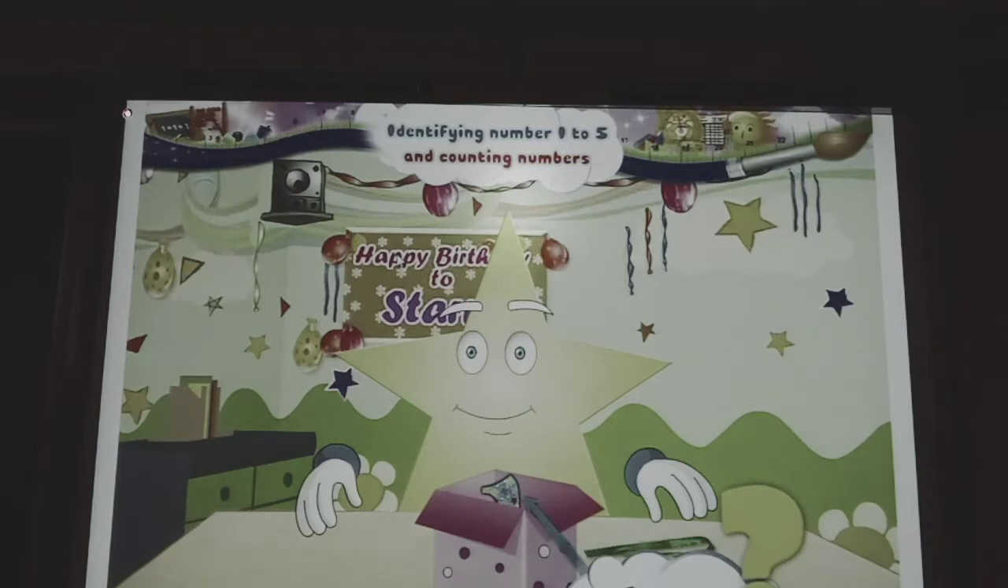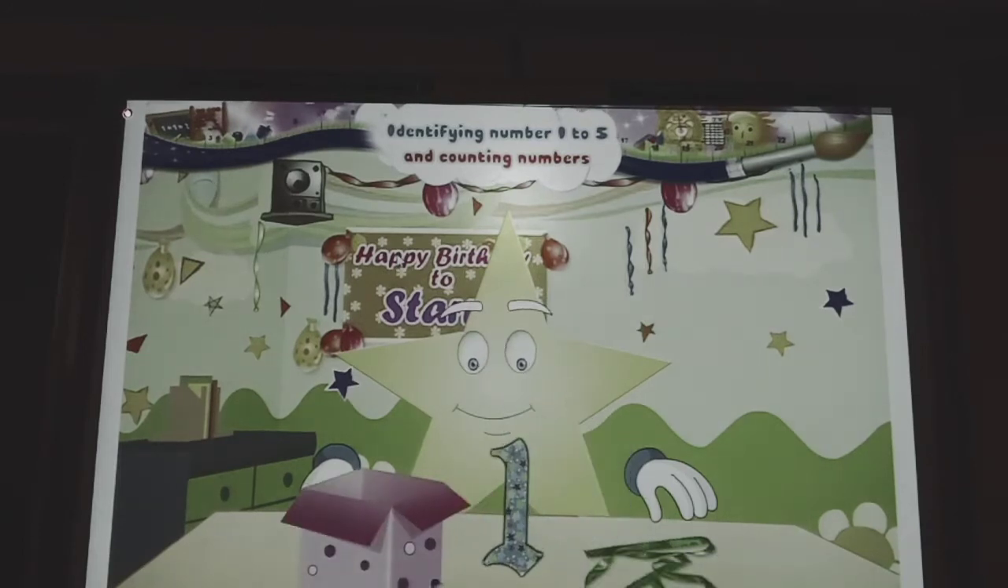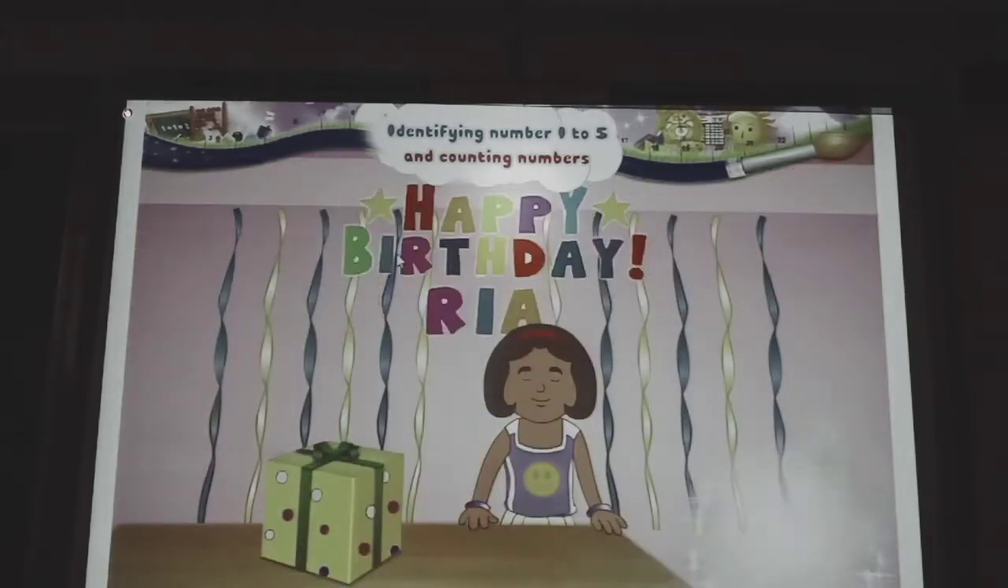What is that? That is our friend, One. That gives me an idea. Let us spend some time with one. What picture do we have now?